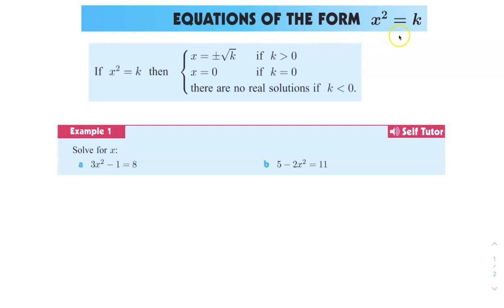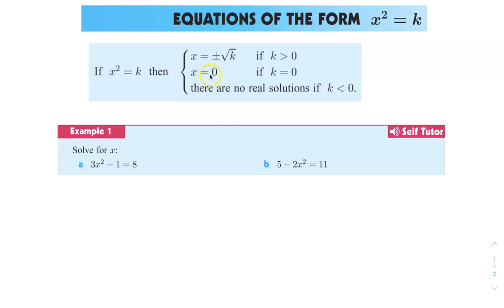Equations of the form x squared equals k. So the way you solve it is, you get rid of the square. You square root both sides, and one of three things happens. If that's a positive number, you get plus or minus the root of that thing. If this equals 0, then the square root of 0 is 0, so you're going to get one answer.